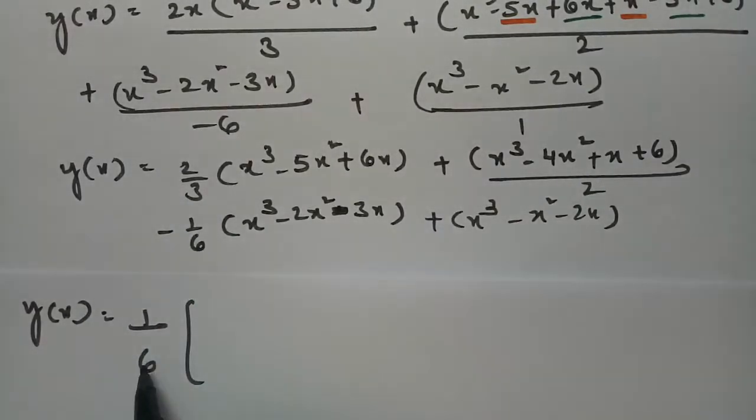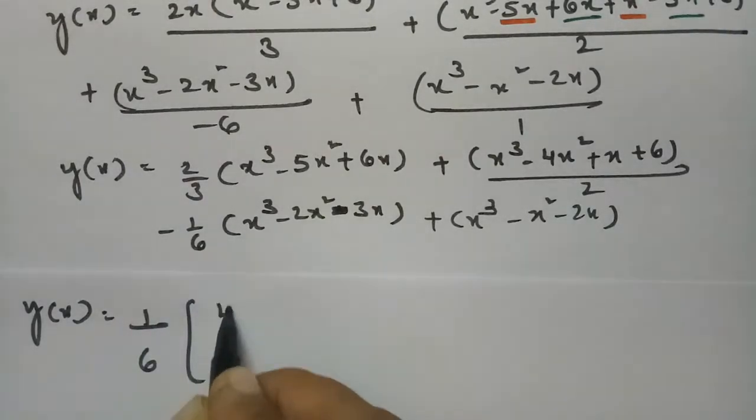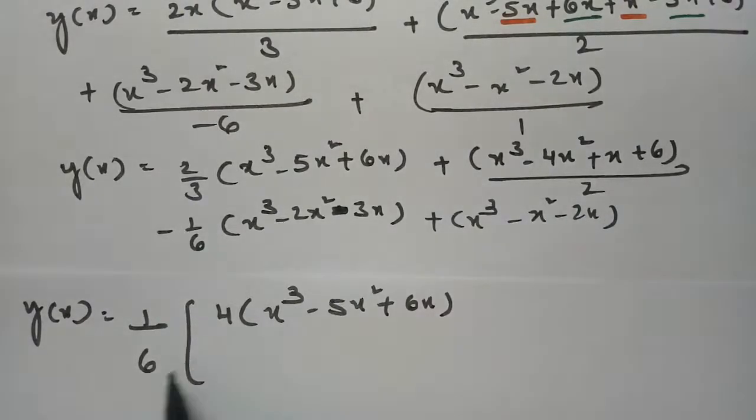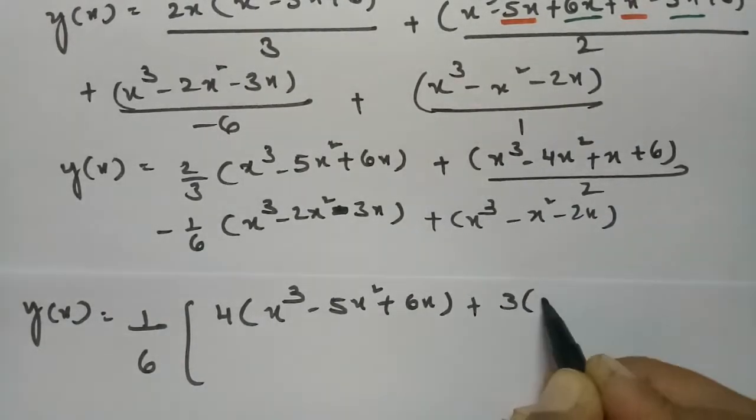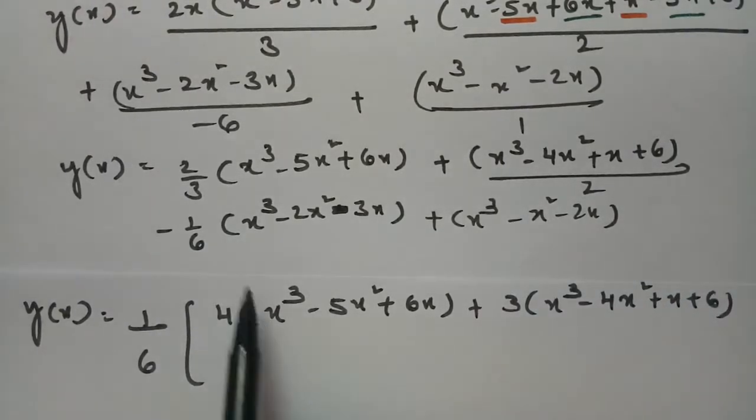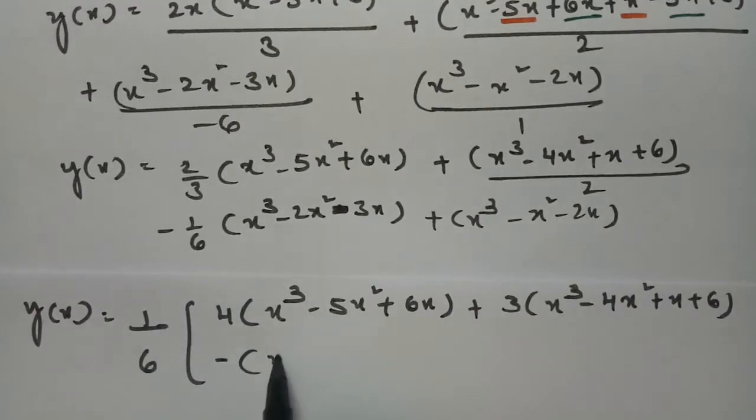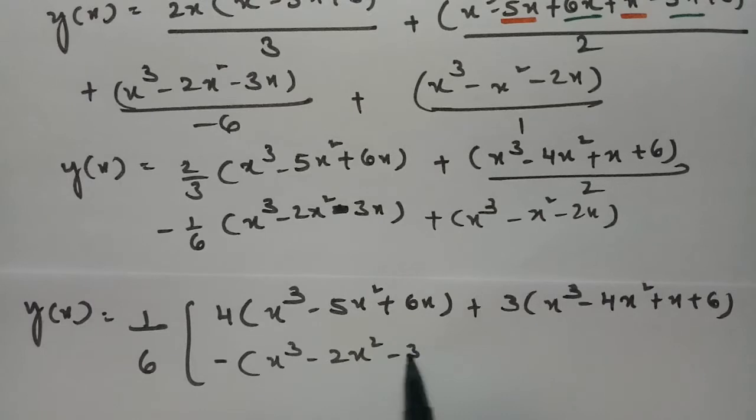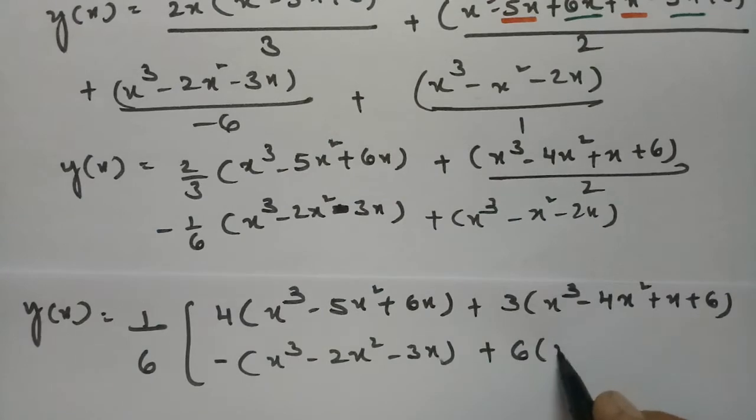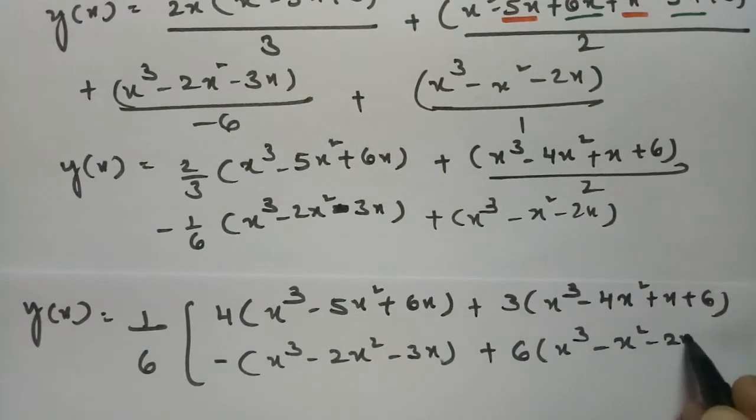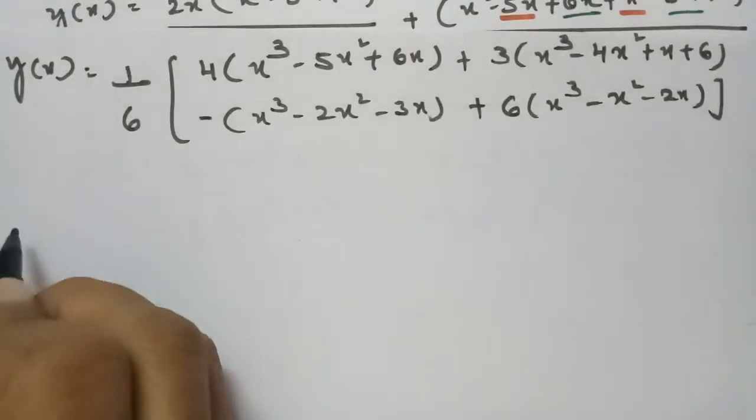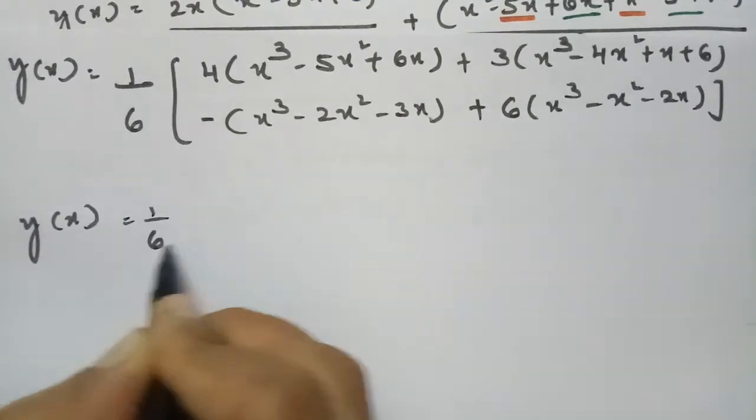in 3 table 6 comes for 2 times, so 2 into 2, this will be 4, x cube minus 5x square plus 6x. In 2 table 6 comes for 3 times, that is 3 times of x cube minus 4x square plus x plus 6. In 6 it comes 1 time, therefore minus of x cube minus 2x square minus 3x. So this is 1 here, so in 1 table it comes for 6 times, that is x cube minus x square plus 2x.